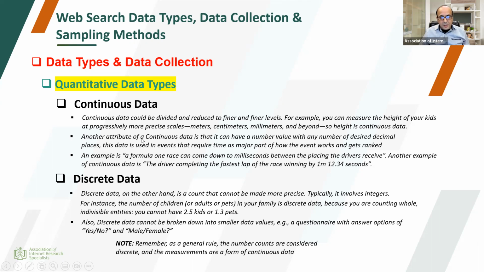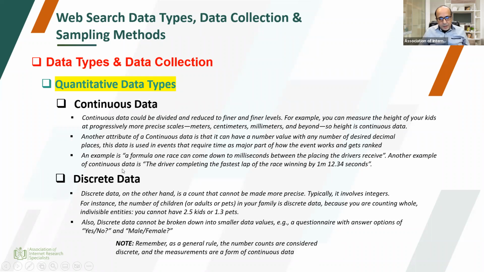Another attribute of continuous data is that it can have a number value with any number of desired decimal places. This data is used in events that require time as a major part of how the event works and gets ranked. So these are slightly more complicated, like this lap, which is given a value of 1 meter in 12.34 seconds.